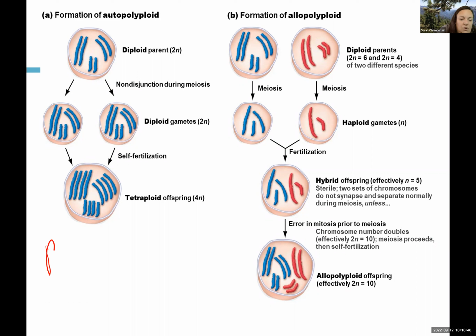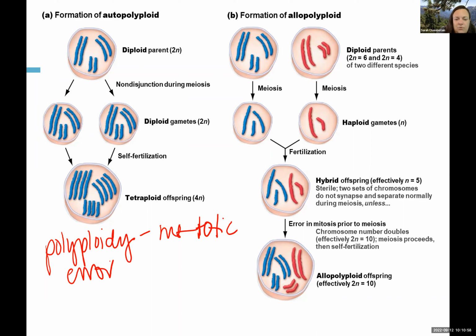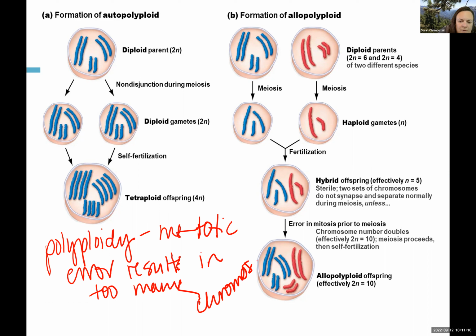Okay, so polyploidy in a general sense means a mitotic error results in too many chromosomes. This is the part of my screen that doesn't work anymore because my poor computer's old.